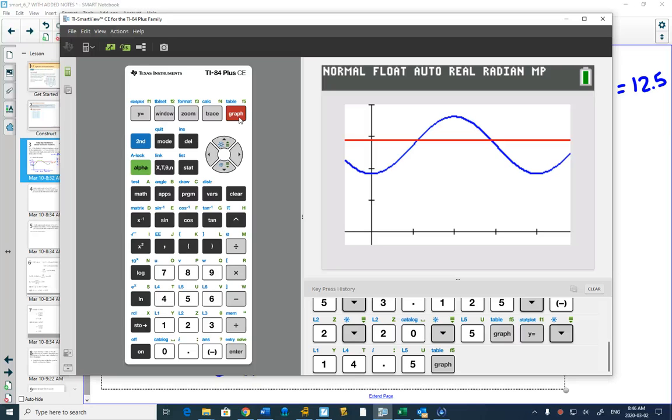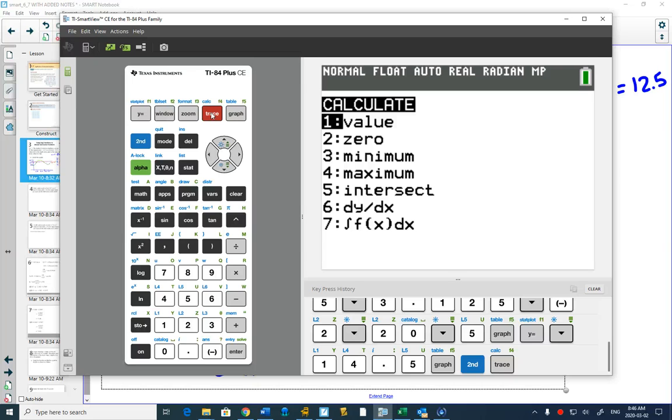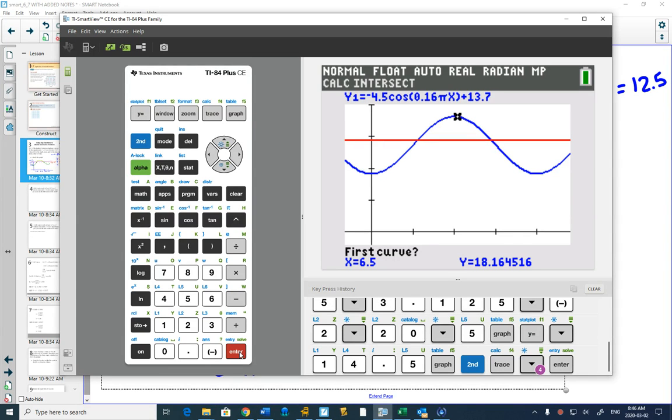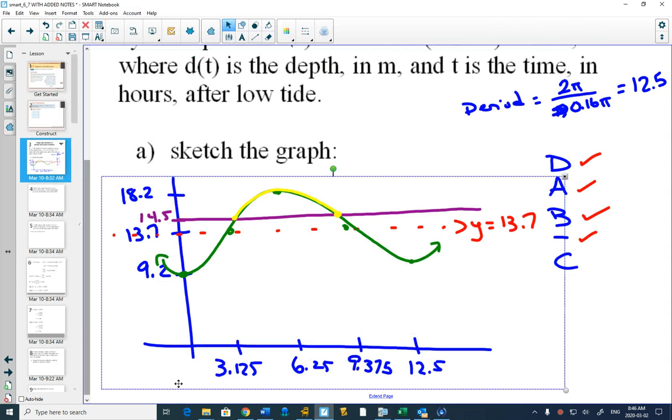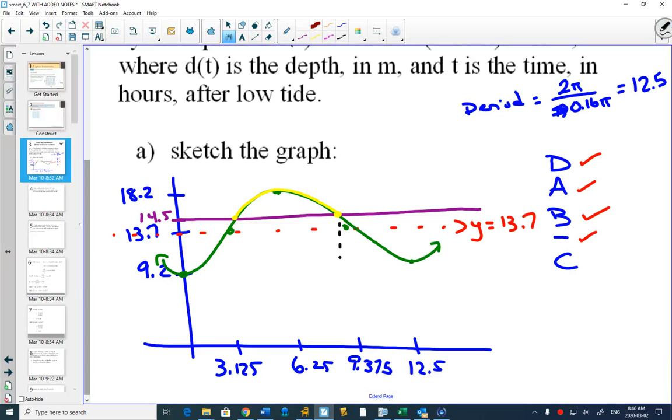There's a lot of stuff under the calculate button, so you need to push second and then calculate. And number 5 is intersect. So if you go number 5, enter, and you go enter once for the first curve, enter once for the second curve, and then it asks you to guess, push enter again, and it will tell you that one of them is at 9.02. So we can label that first one at 9.02.